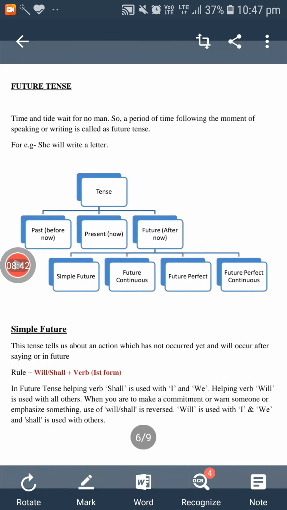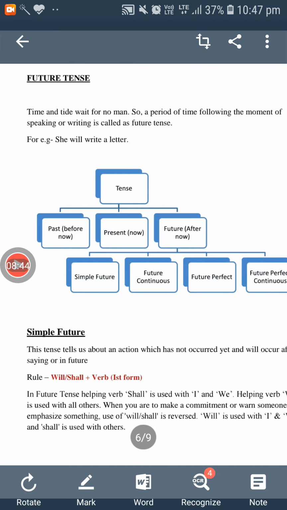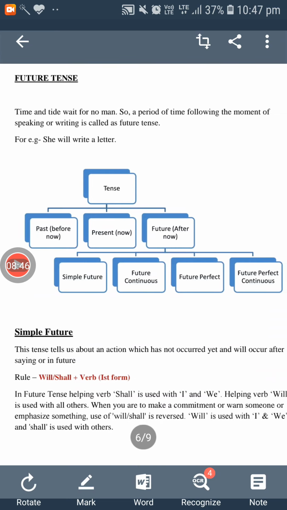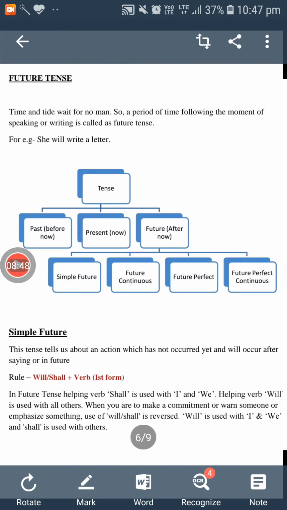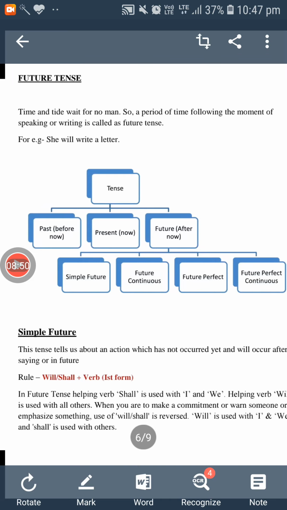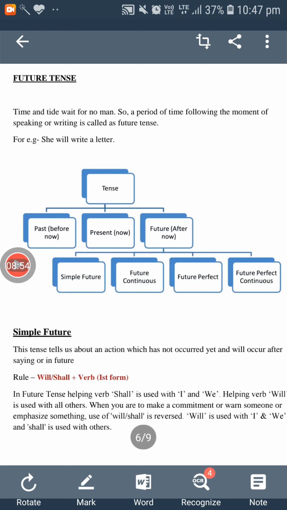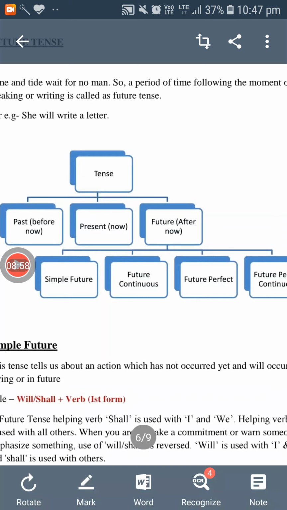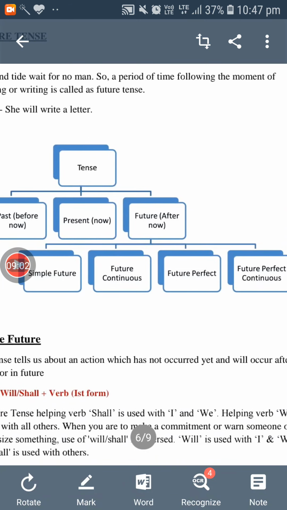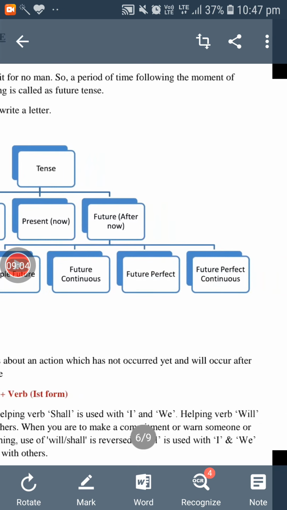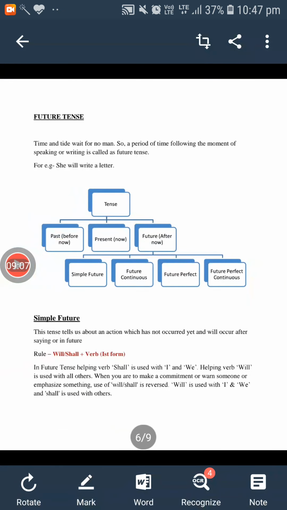Now we are coming up to future tense. Time and tide wait for no man. So a period of time following the moment of speaking or writing is called future tense. Example: She will write a letter. So here we are using simple future, future continuous, future perfect and future perfect continuous.